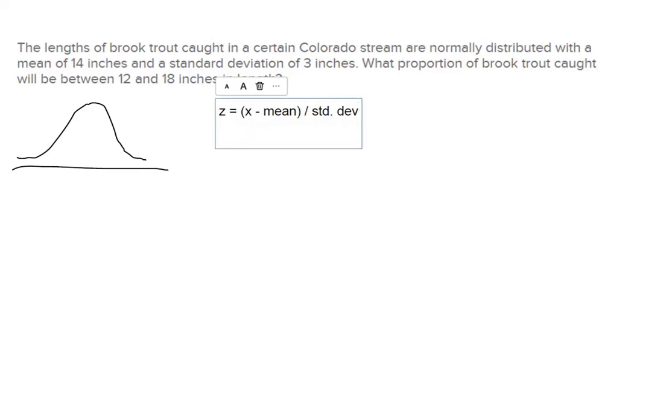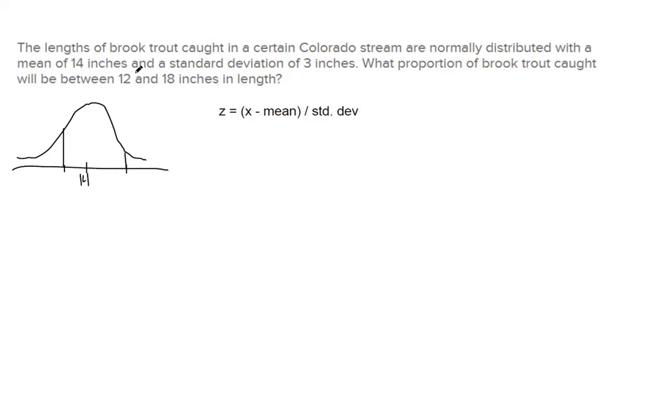So they want to know the proportion of brook trout that are between 12 and 18 inches. So the normal distribution is always centered right here at the mean, so 14. So 12 would be right here, 18 would be something bigger than the mean. So they're asking for this area under the curve of a normal distribution.